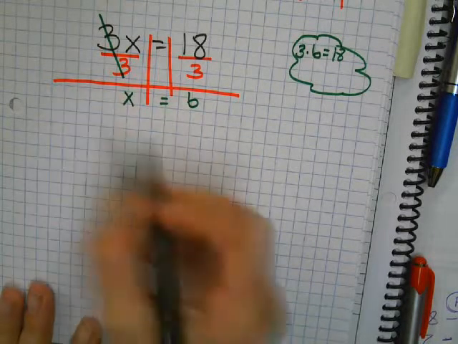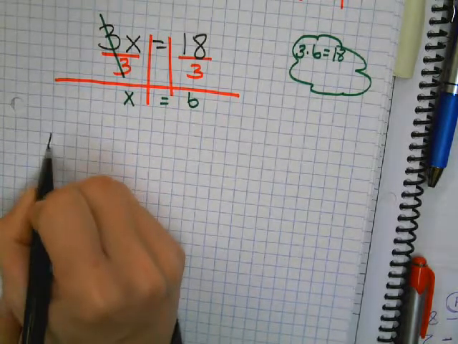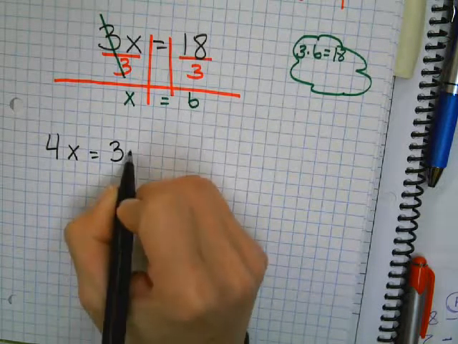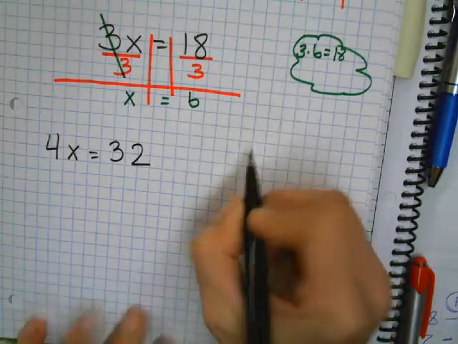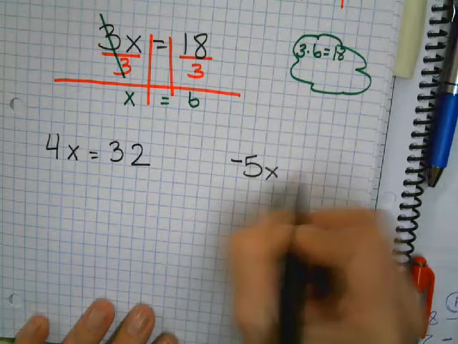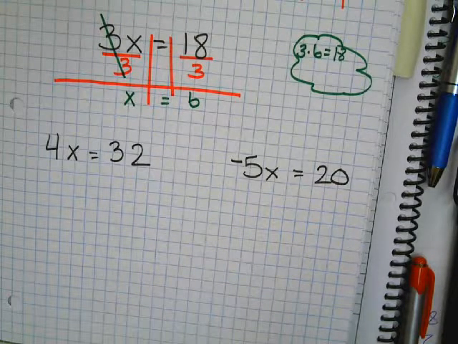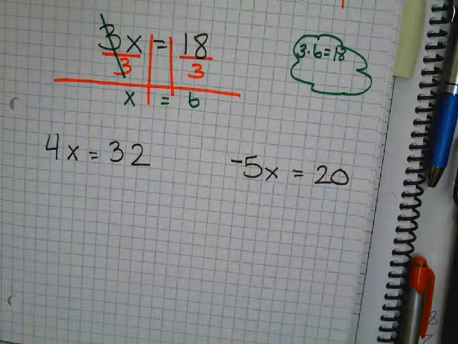So can you show me work for these two problems? 4x is equal to 32 and negative 5x is equal, show me work. Remember, all my kids can probably do this in their head, right? But I'm asking you to show work. Everybody shows work.